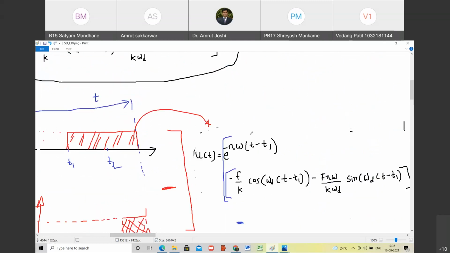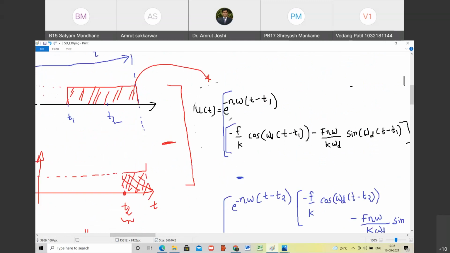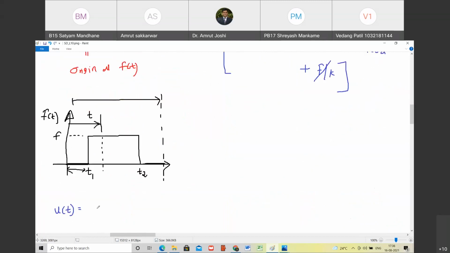So can I take e raised to minus eta omega t common? No, I can't, because here it is t minus t2, here it is t minus t1. Are you with me? Yes, sir. So I will have to write it separately: e raised to minus eta omega (t minus t1). Happy? Yes, sir. Into bracket.